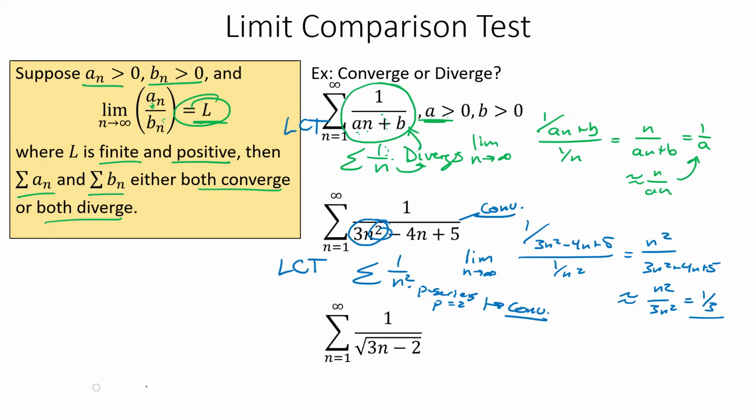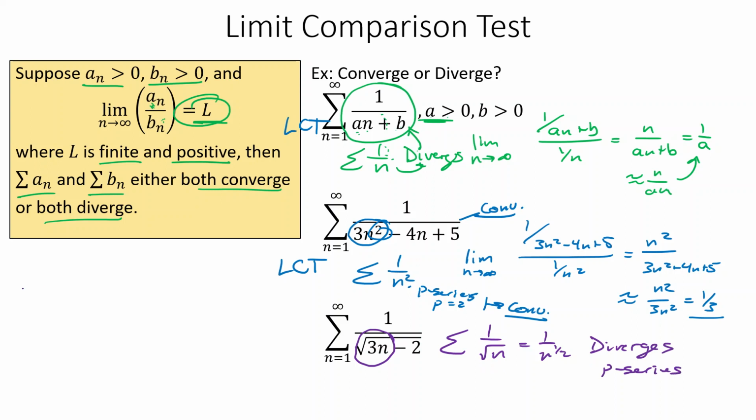All right, so now you should be able to do the same thing for this last one here, probably in your head, just thinking the limit comparison test. Because what does this compare to? Well, it compares to 1 over the square root of n, which is 1 over n to the 1/2, which diverges by the p series.